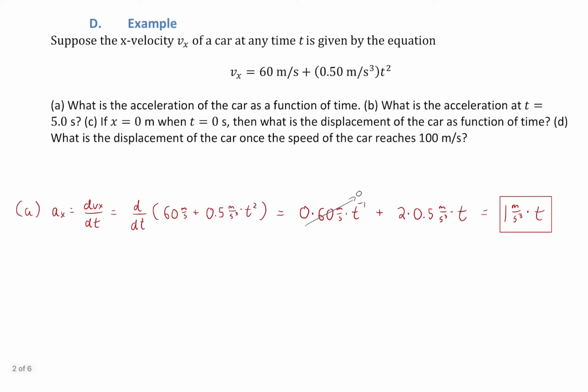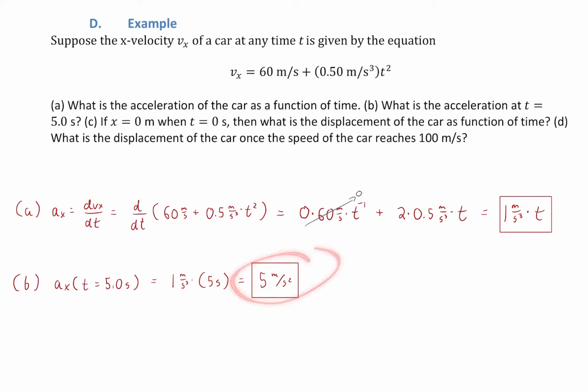All right, and then we just wanted to evaluate at a particular time. That should be very easy considering it's such a simple function. We just plug in 5 seconds for t, and so that tells us that our acceleration after 5 seconds is just 5 meters per second squared. Okay, and indeed it has the units that we need for acceleration.